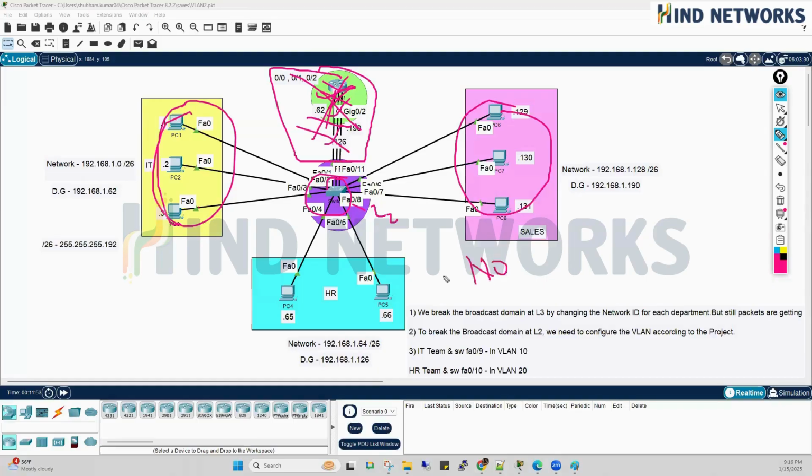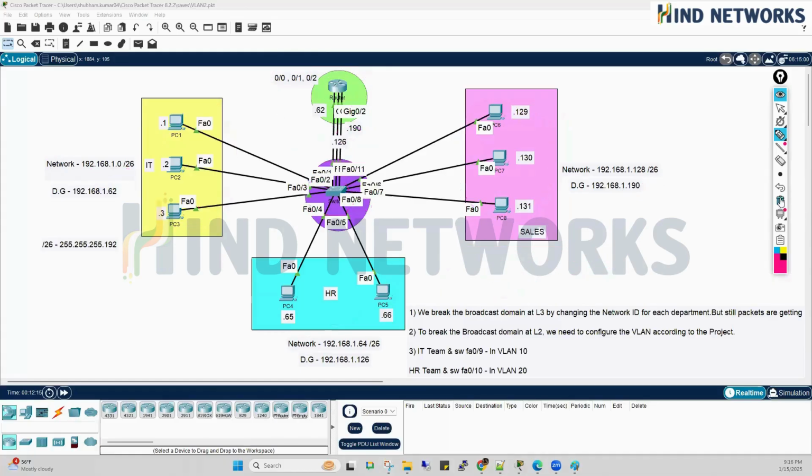The answer is no. We can't make communication possible from one network to another network with the help of an L2 switch, right? I already told you in yesterday's class why. Because the IT department is in a different network, HR is in a different network, and sales is in a different network. So that is not possible.